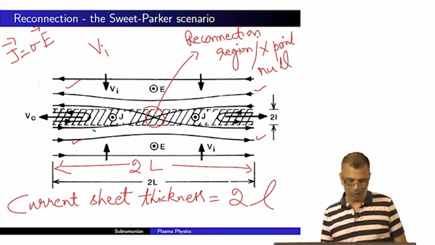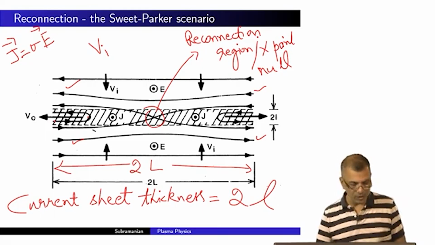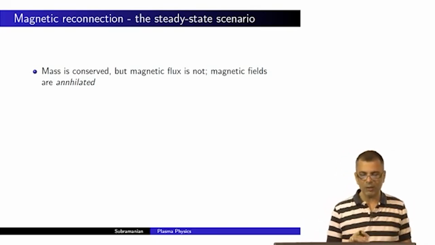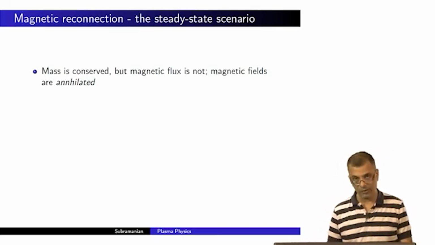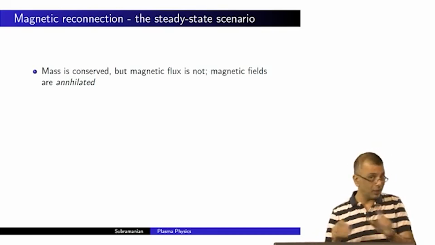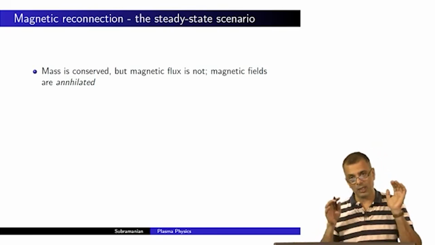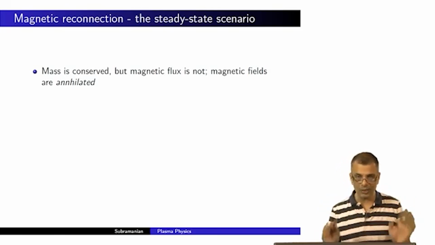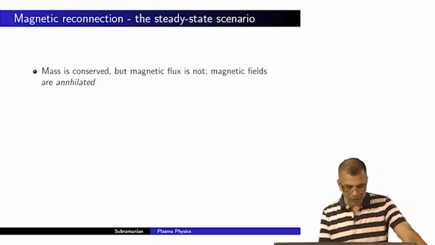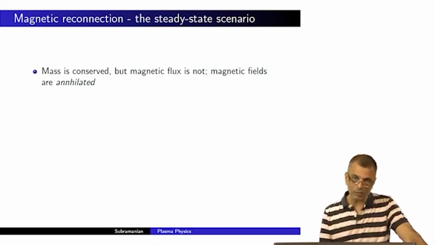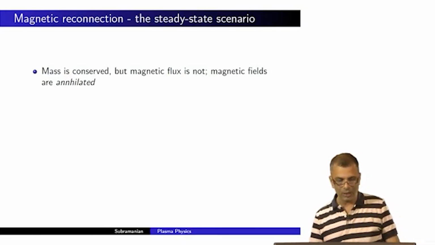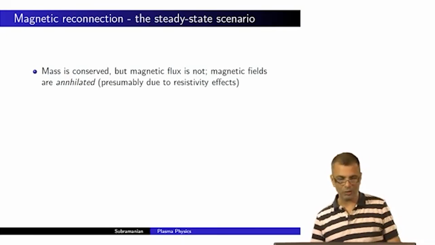Okay, so having done this, now let us see, like we said, mass is conserved but magnetic flux is not. That's the whole point. Magnetic flux not being conserved is yet another way you can understand the violation of ideal MHD. In ideal MHD, magnetic flux is always conserved, right. So in this case, at least in the reconnection region, magnetic flux is not conserved, magnetic fields are annihilated, presumably due to resistive effects.